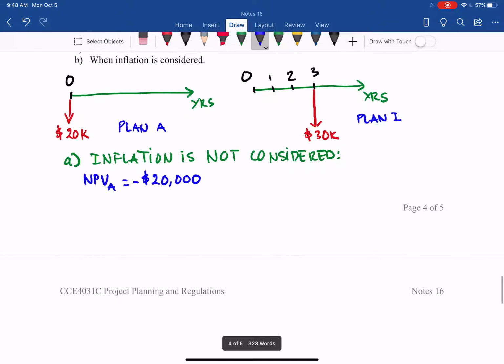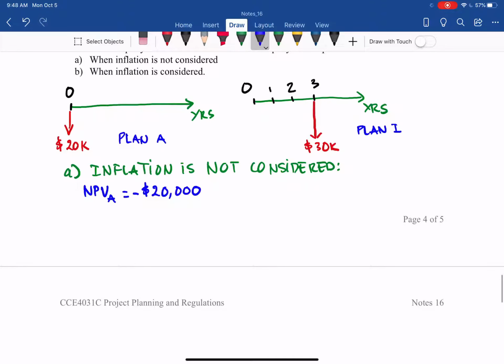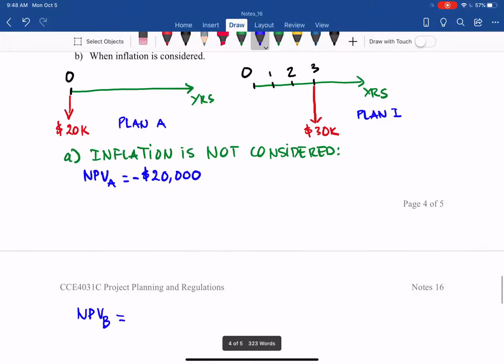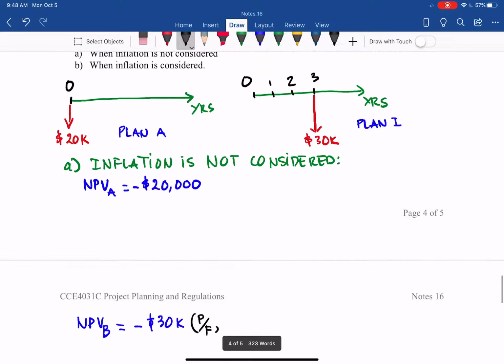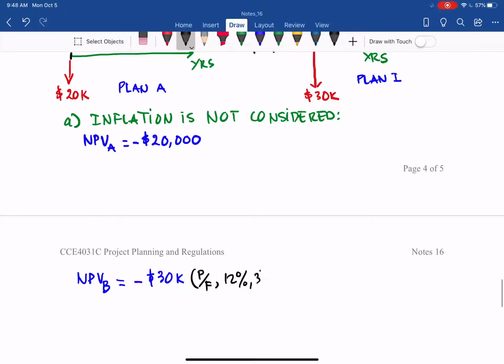And then B, we have NPV B, net present value. We have to bring that to time 0. What is the equivalent of that? Spend 30,000, 3 years from now, to time now. So we have negative 30,000. The factor is P over F, given F find P, and inflation is not considered, so it's only the MAR, 12% for 3 years.